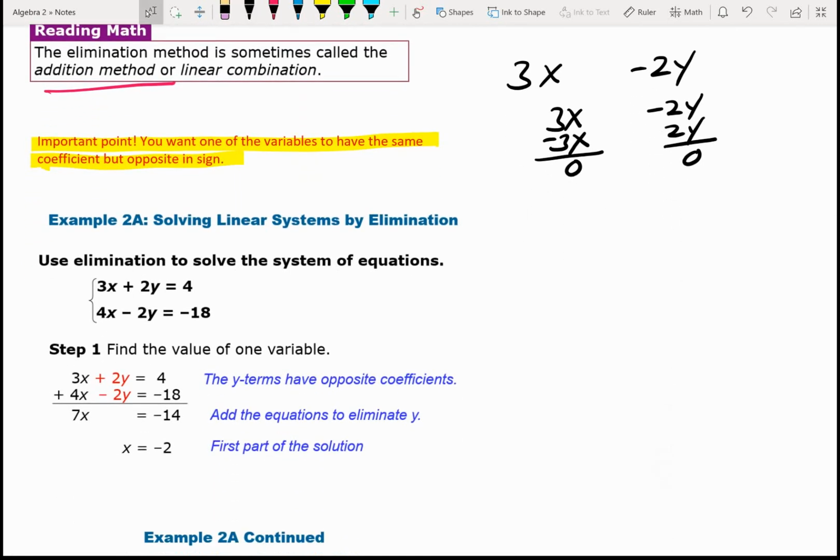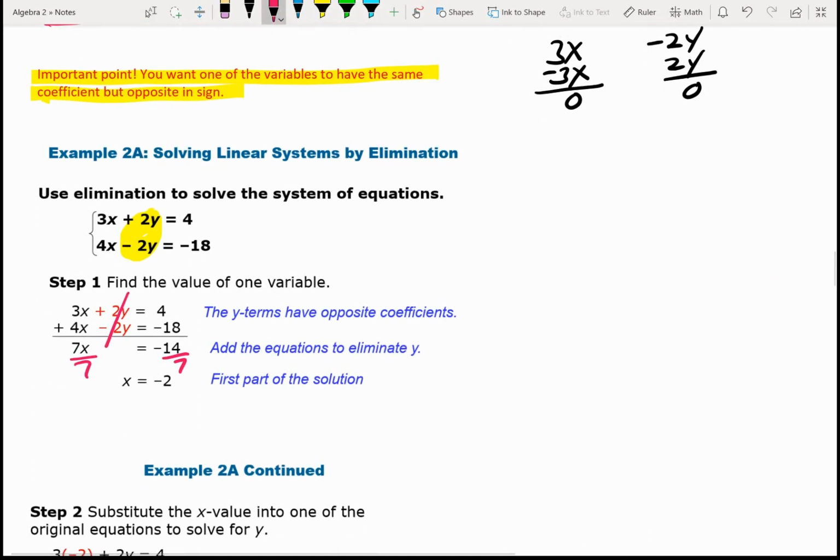So let's look at this. Example 2a. Use elimination to solve the system of equations. I want you to notice which one we want to solve for, x or y? Well, let's eliminate y. The coefficients are the same but opposite in sign. So what we do is just add. 3x plus 4x is 7x. The 2y minus 2y goes to 0. And the 4 plus a negative 18 gives you negative 14. Divide both sides by 7, and you get x is equal to negative 2.